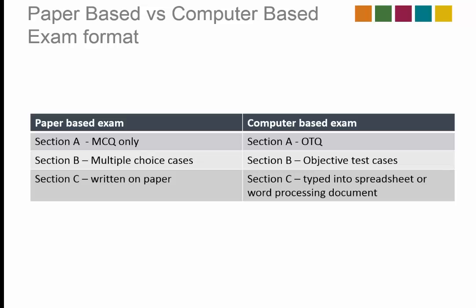Section C, again, will be your constructive response question. However, in the computer-based exam, instead of obviously writing it out on paper, you will now type it into either a spreadsheet if it's a numerical calculation or a word processing document if it's a discursive question.